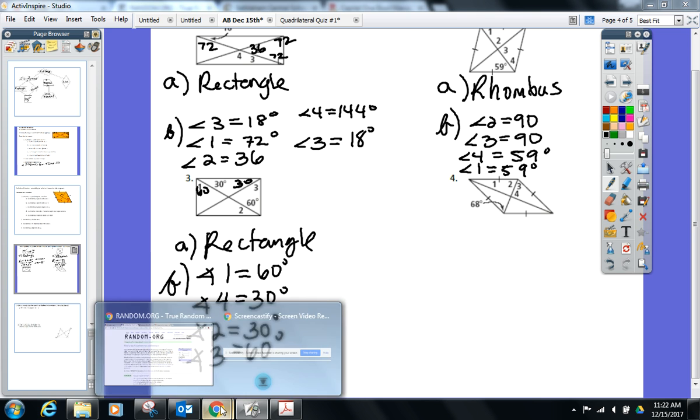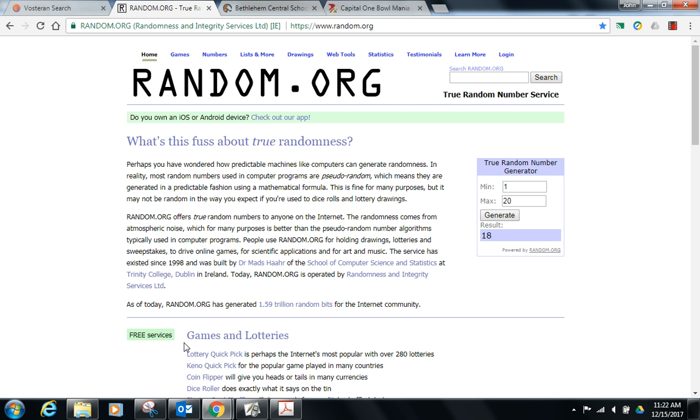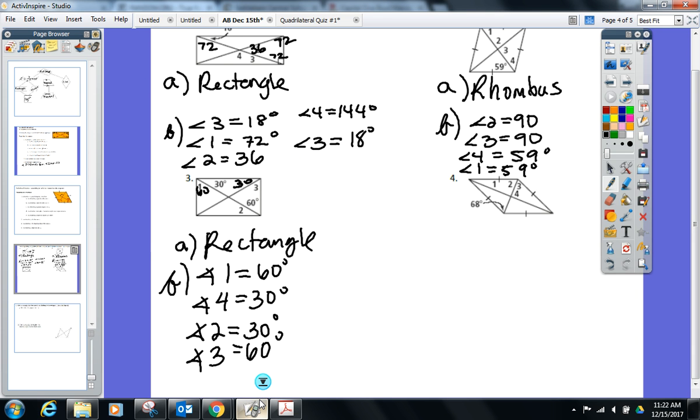What type of quadrilateral is 4? What is it? Rhombus. Why? Because it's a parallelogram with consecutive sides congruent. All right, go to your rhombus properties, everybody. We are moving.